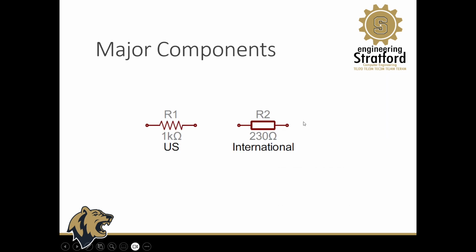Okay, some other major components. Obviously, resistors are really important, and we've got two different schematic symbols for the resistor, which I know is a bit frustrating. The one on the left is the US version. The one on the right is the international version. Being in Canada, we're so close to the US, but also influenced by Europe, so we need to know both.